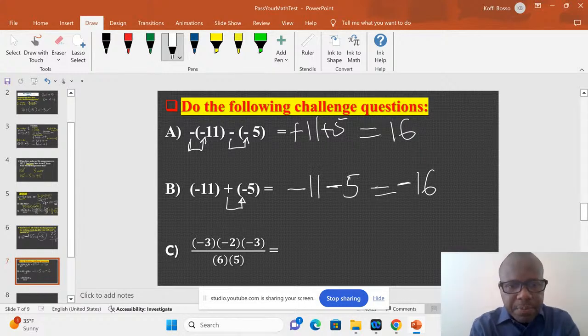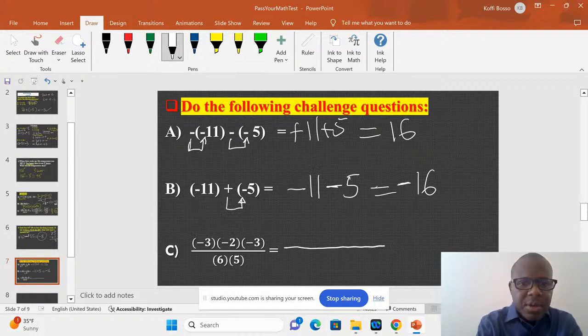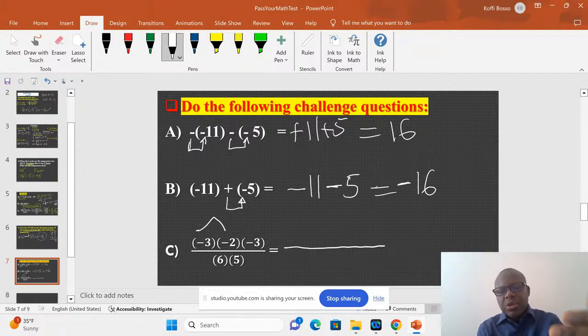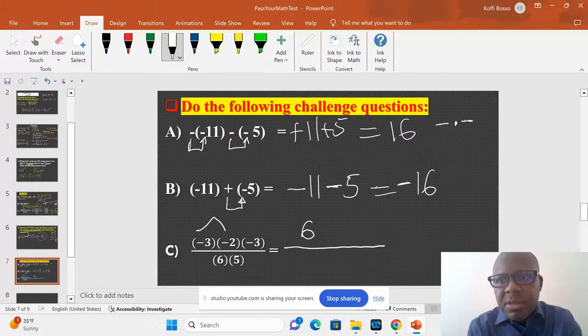We continue. So now this is a division, right? Okay, so I take it step by step. On top, I take the first two because even though it's a division, we have a multiplication on top and a multiplication in the denominator. So what is negative 3 multiplied by negative 2? That turns to positive 6. Why? Because every time we see negative multiplied by negative, that is positive. Positive multiplied by negative is negative. Negative multiplied by positive is negative. And positive multiplied by positive is positive.